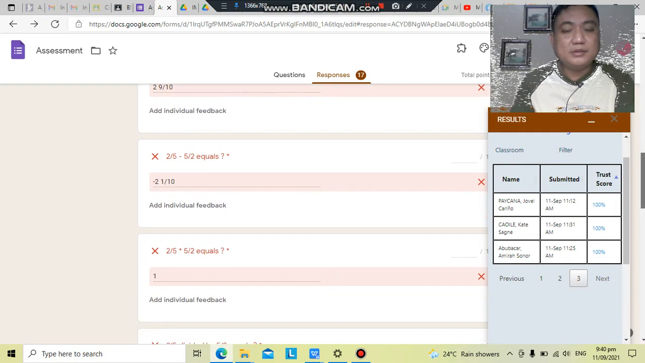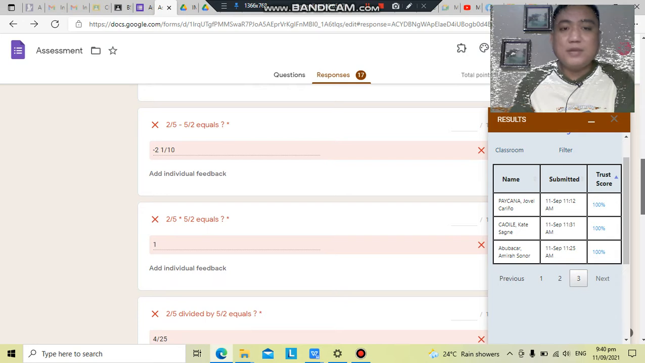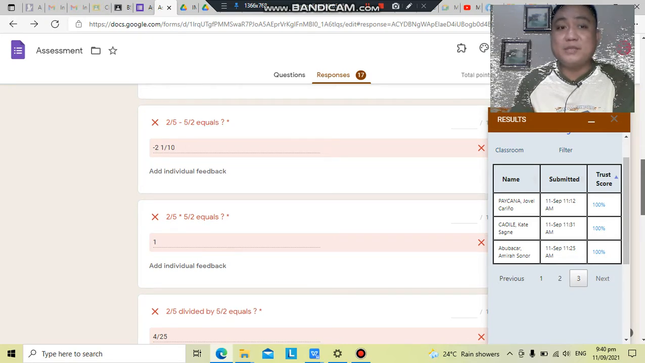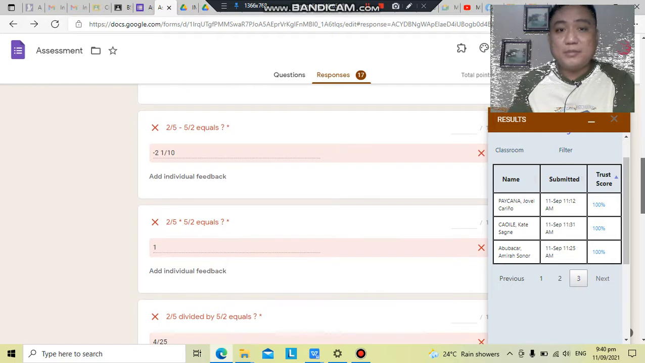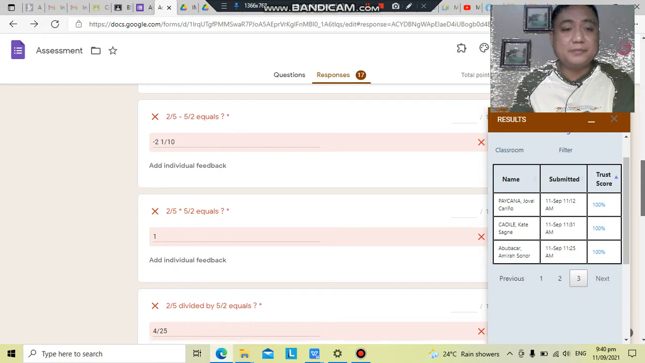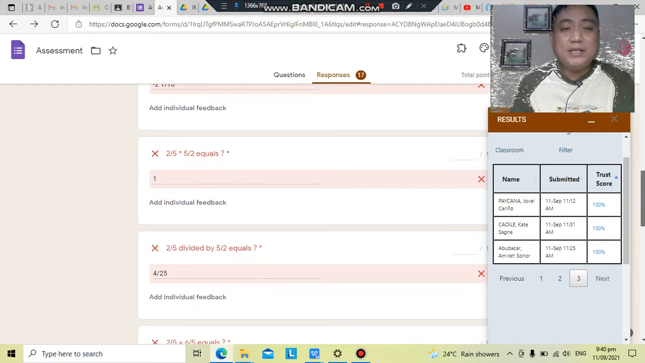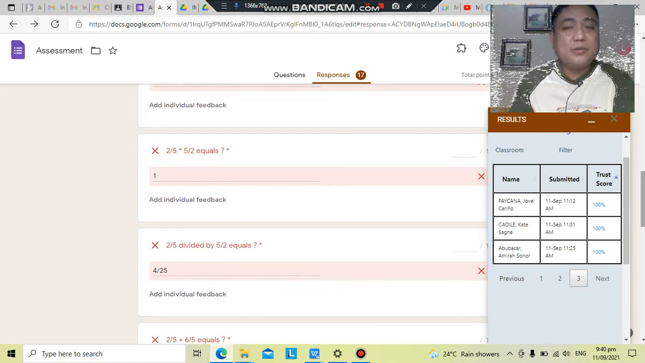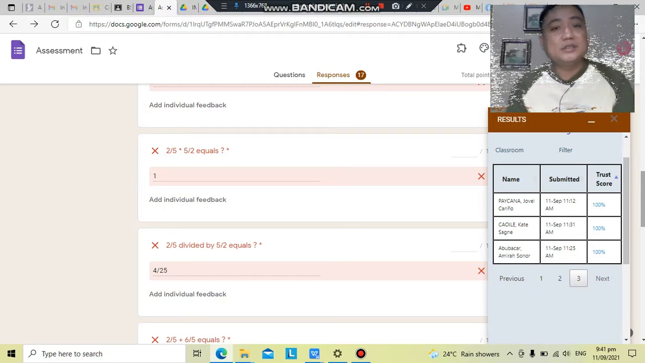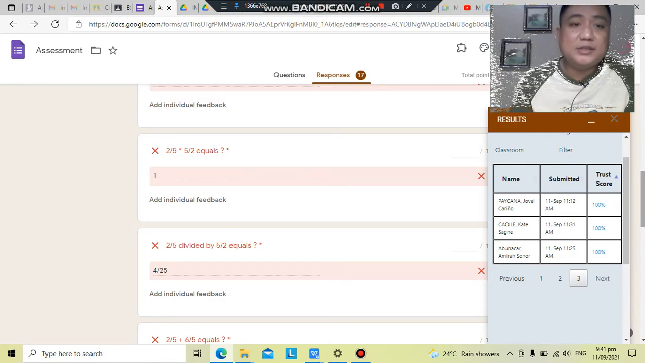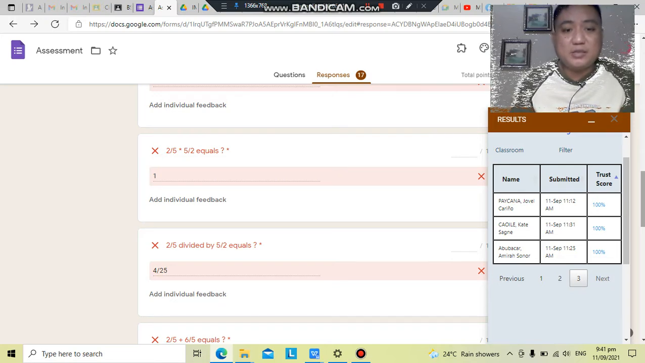Okay. 2 over 5 minus 5 over 2. So 4 minus 25. Yes po, 21 over 10 po. So negative po kasi mas malaki po yung pangalawa po, the number that we deducted from the first number po. Next one, multiplication. So numerator, you need to multiply. Denominator, you need to multiply. And get the lowest term after multiplying those numbers po. And the answer is 1.